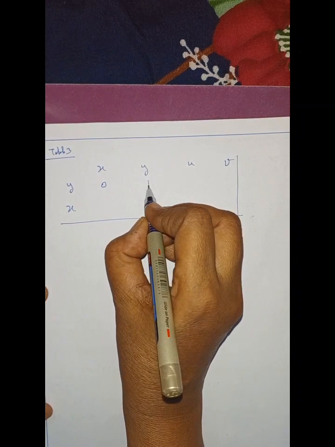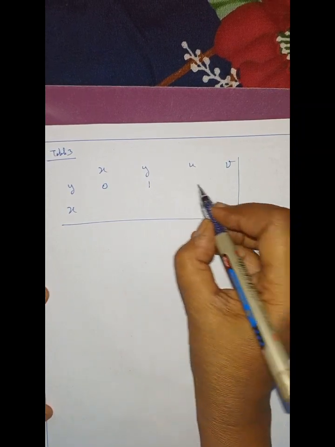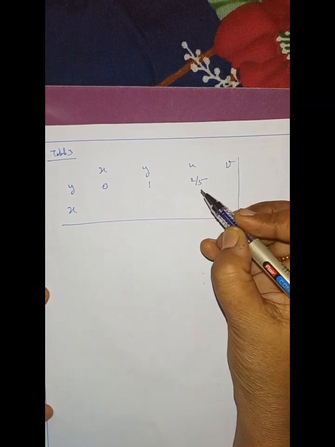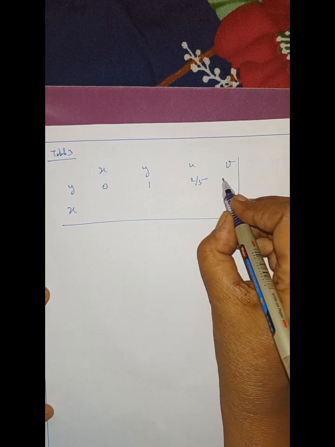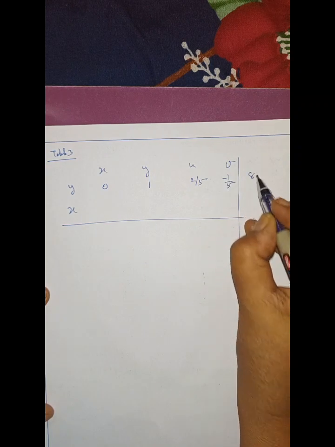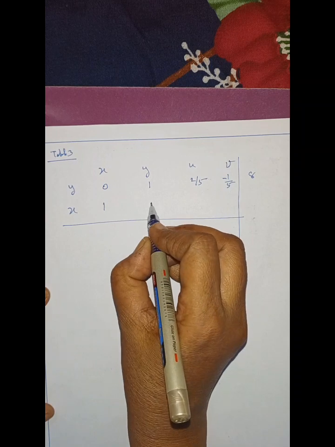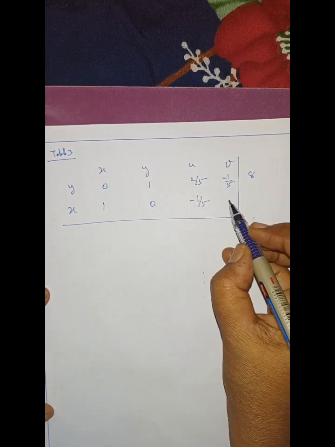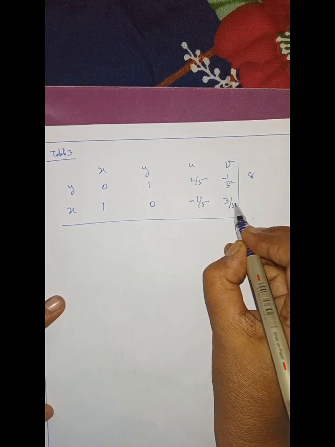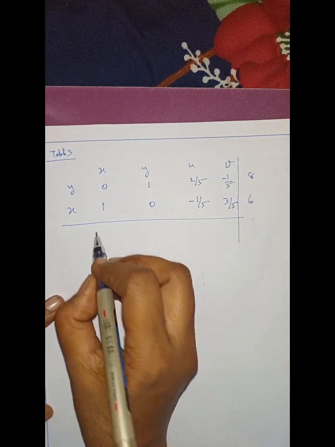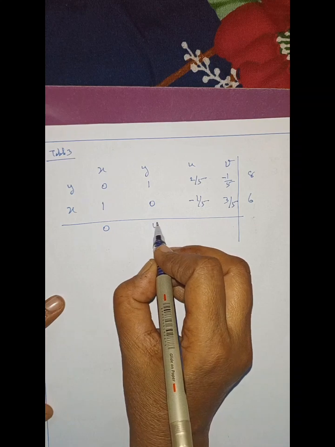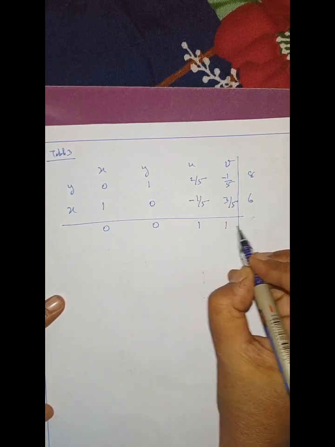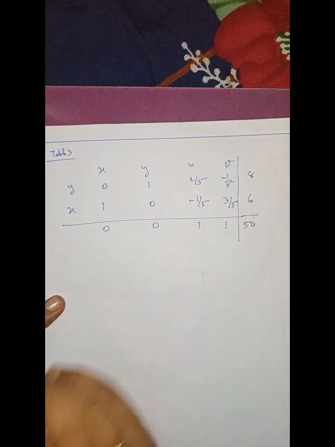If you do the calculation like this, we'll be getting the third table as 0, 1, 2 by 5, minus 1 by 5, 8, 1, 0, minus 1 by 5, 3 by 5 and 6. The last row is going to be 0, 0, 1, 1 and 50.